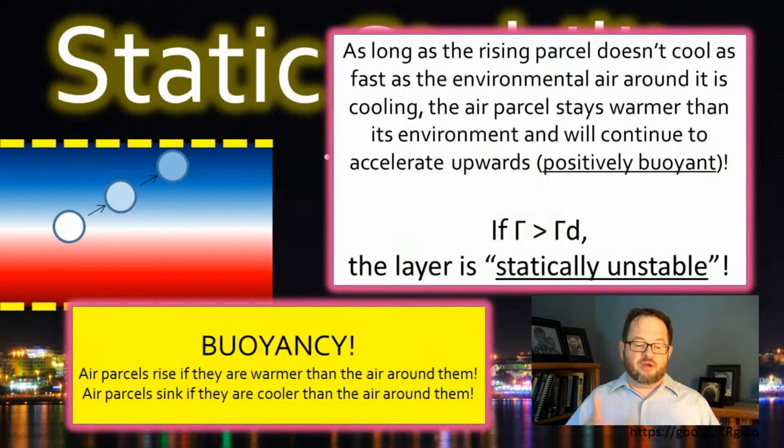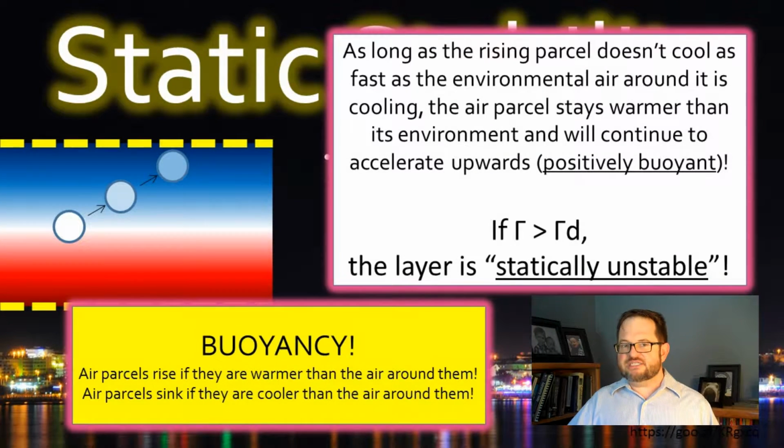Because see, as long as that air parcel that is rising doesn't cool as fast as the environmental air around it is cooling, it's going to be warmer than the air around it. It's going to be lighter than the air around it, and therefore it's going to be positively buoyant. Which means we get a very, very simple rule for determining the static stability of this layer. If the environmental lapse rate gamma is greater than the dry adiabatic lapse rate gamma d, we can always say that this layer is statically unstable.